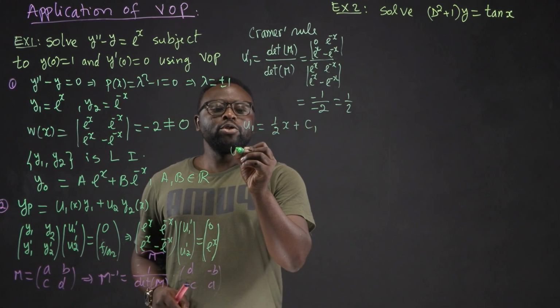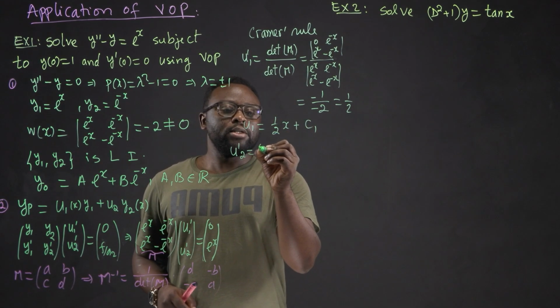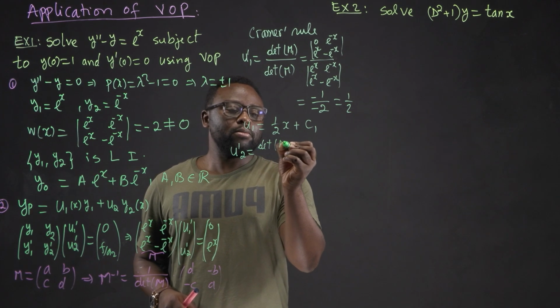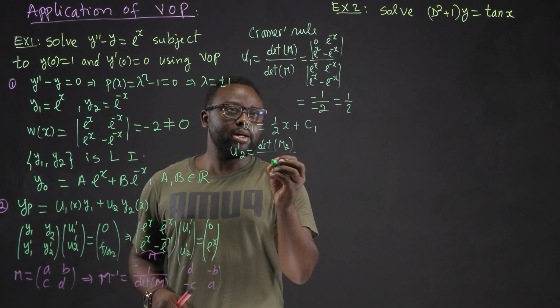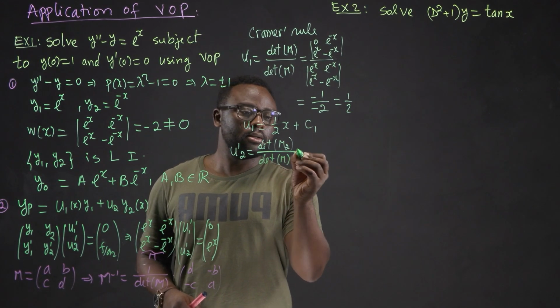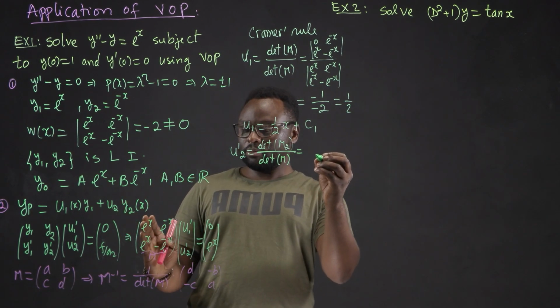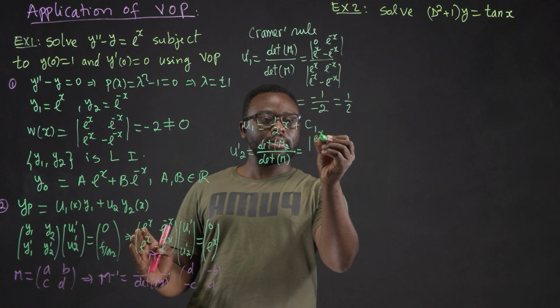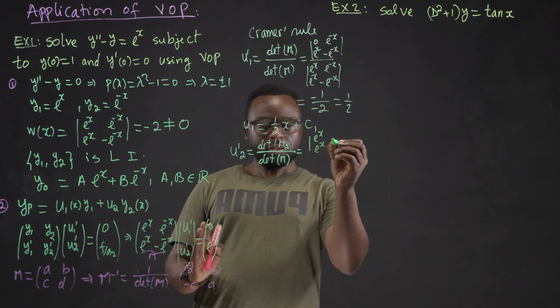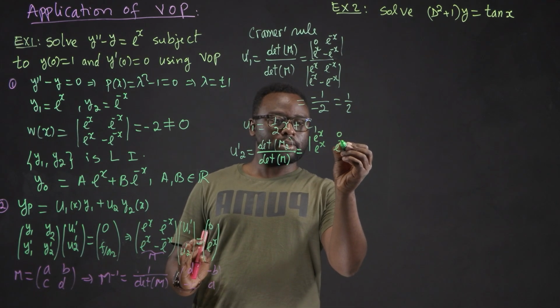So for u prime 2, we use the determinant of M2 divided by determinant of M. So this is, again, we start here. For M2, we start with e to the power x, 0 and e to the power x.